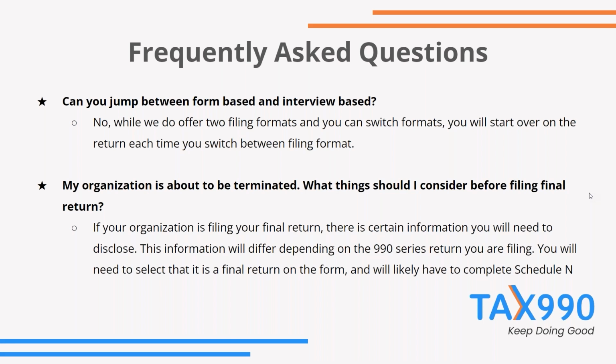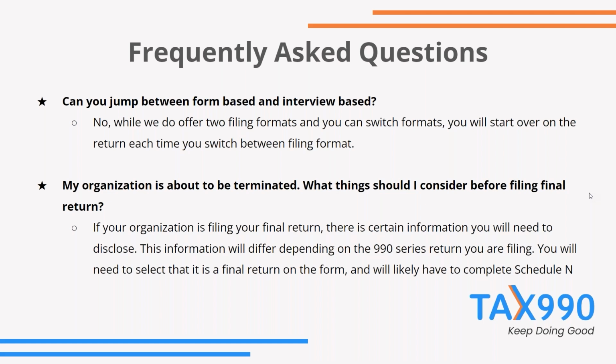Like I said, the form-based filing format looks similar to the IRS PDF of the form and can be completed line by line, and then the interview-based is more of a question and answer format. Keep in mind, you're not asked to pay for the form until you're ready to transmit it, so you can start in one filing format, and if it's not working for you, you can delete that and try it in the other filing format. But you cannot switch back and forth. It will start over on your form each time.